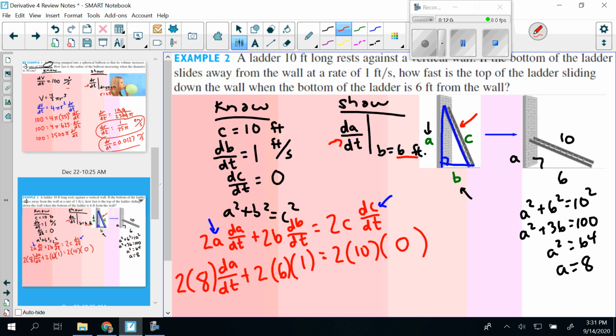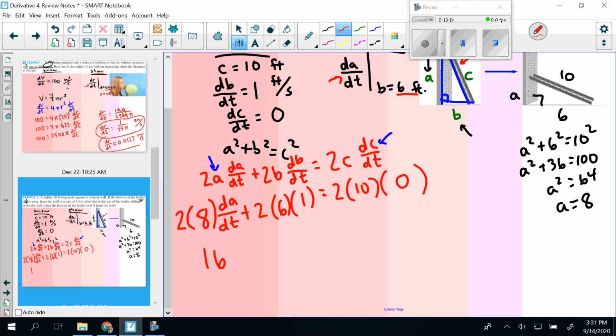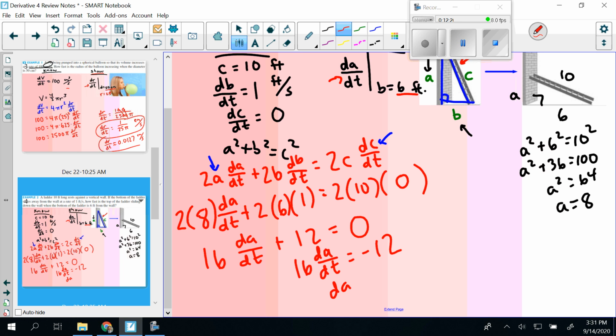All right, so keep going here. We got 16 dA dt plus 12 equals, all that is going to be 0. Do a little subtraction and dividing here, and we should be able to find our rate. So the rate of change of this going down the wall would be negative 12 over 16, or 4 goes into both of those, so negative 3/4. And make sure you get units on there. Here we were working and everything was in feet and per second.